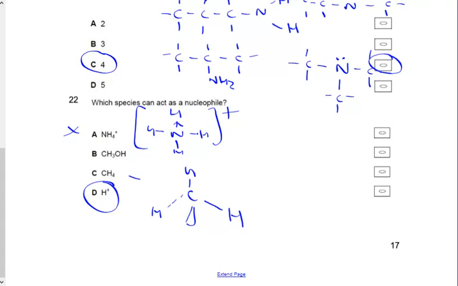So that cannot be correct. The only one it's possible that the answer could be is methanol. And with methanol, remember that the oxygen has 2 lone pairs, which allows it to act as a nucleophile. So for question 22, the only option for the nucleophile is B.